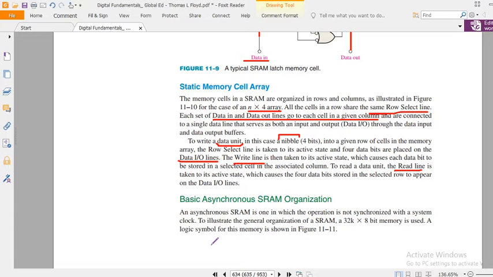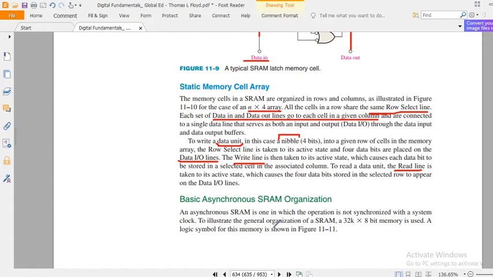There is one example shown here, basic asynchronous SRAM organization. An asynchronous SRAM is one in which the operation is not synchronized. You already know about the difference between synchronous and asynchronous. So it is not synchronized with a system clock.